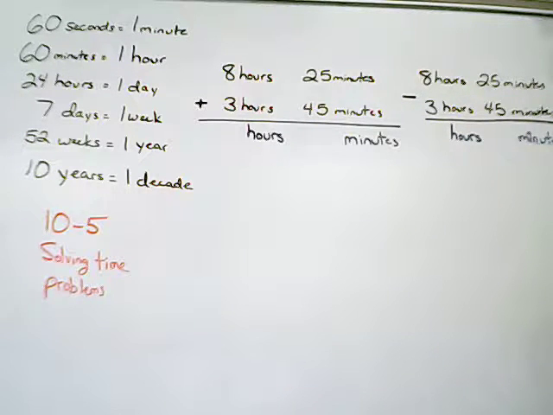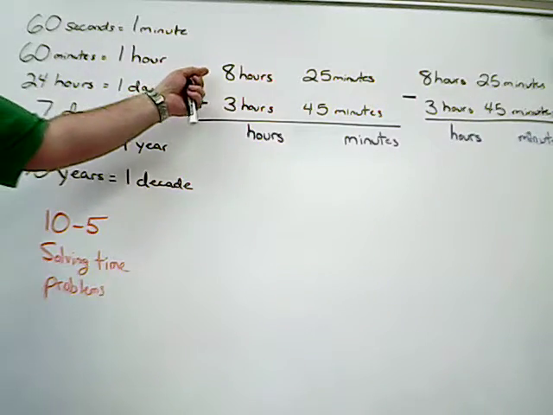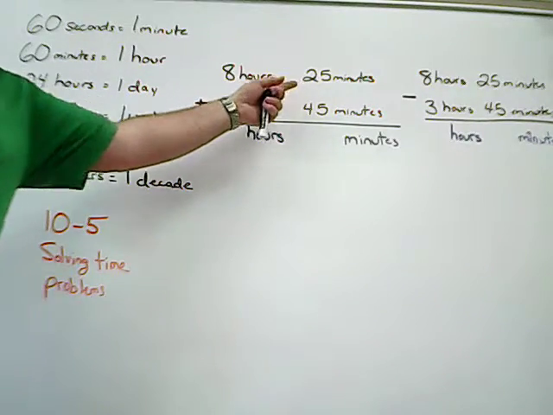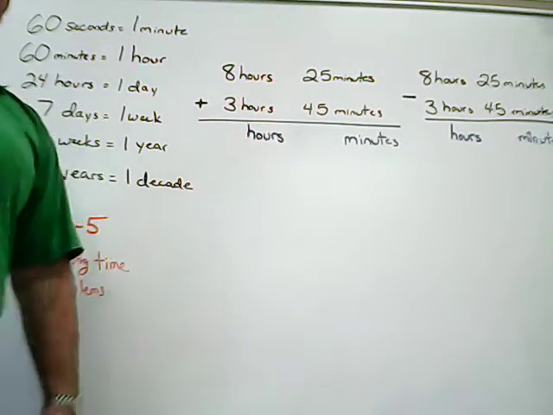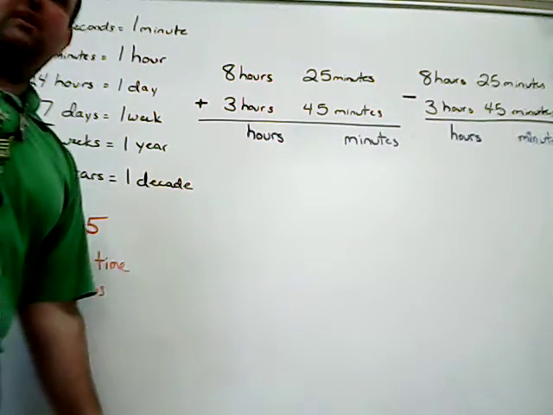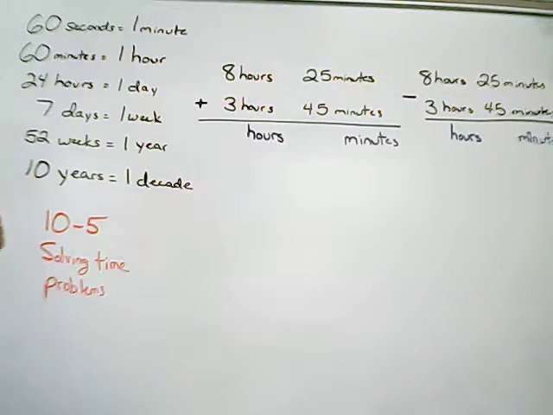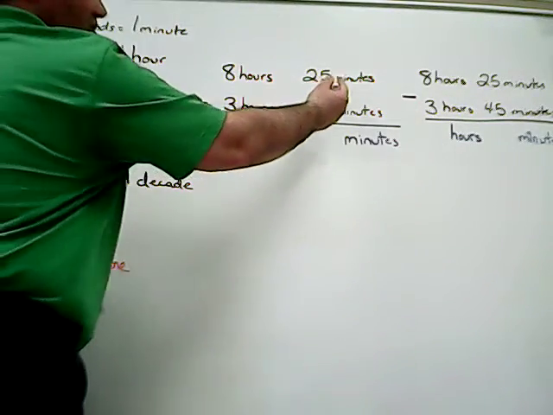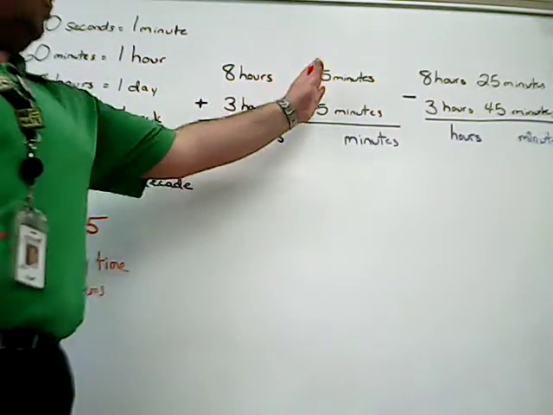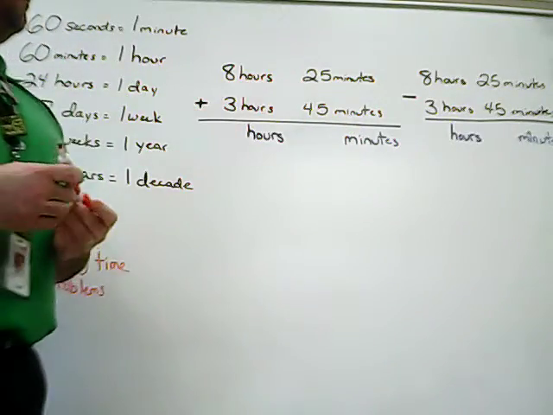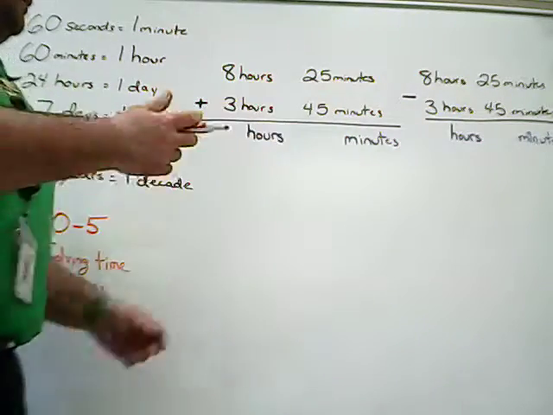So what I have here are two examples of problems using the same numbers but different operations. In my first example, I'm saying I have 8 hours and 25 minutes, and to that I'm going to add 3 hours and 45 minutes. This is nothing more than a regular addition problem. I'm going to start, just like I do for other operations, all the way to the right. So I'm going to start with my minutes column. 5 plus 5 is 10.